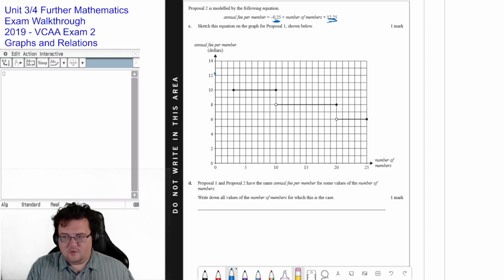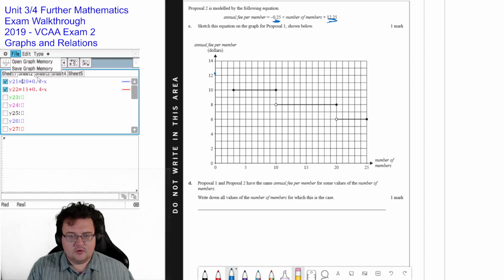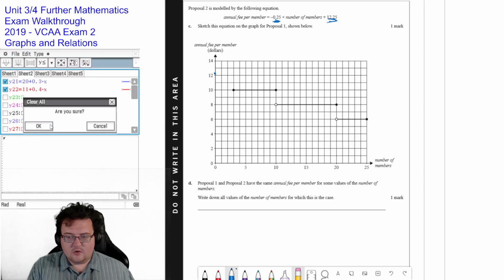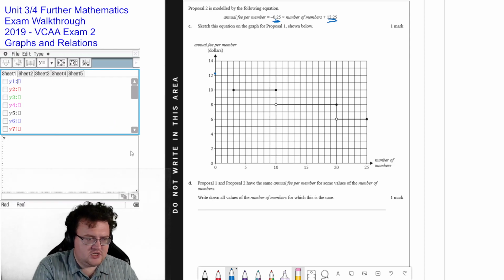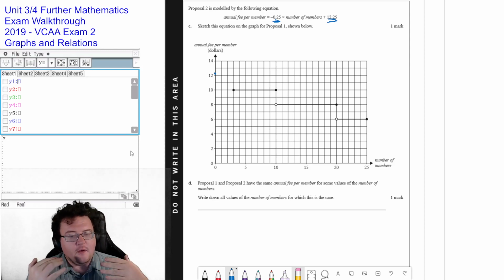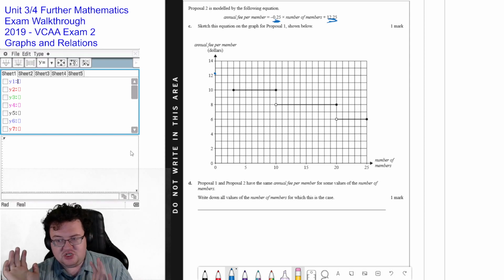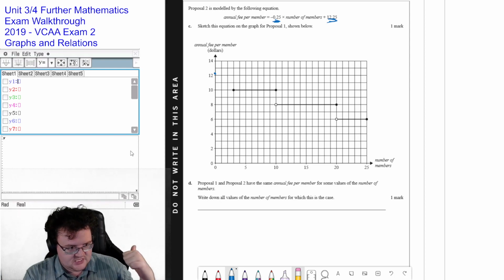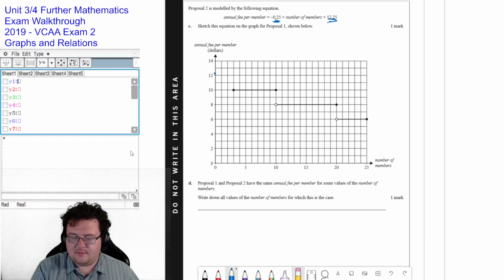Now what we want to do is actually draw that graph properly. So we'll go main, graph and table, clear all. Now we could spend all this time mapping out that one as well. We might have to, we might not. One of the tricks to using your time appropriately is to not do anything unnecessary. Yes, it might be tempting to just put that graph into your CAS as well, but you might not need to. So we'll see what happens.